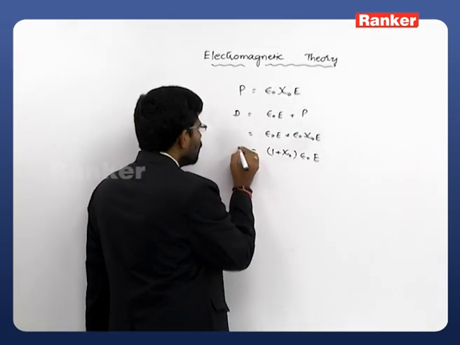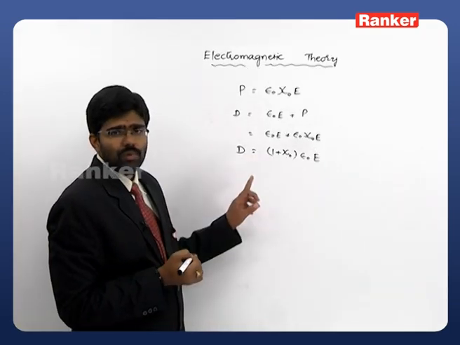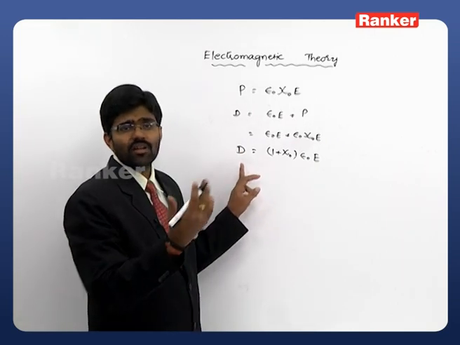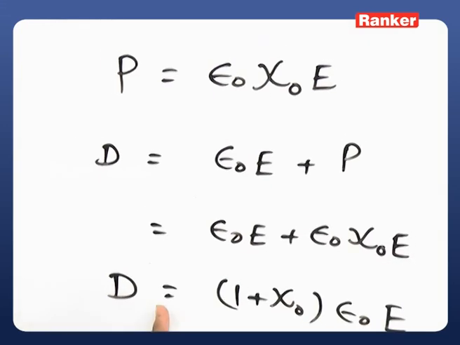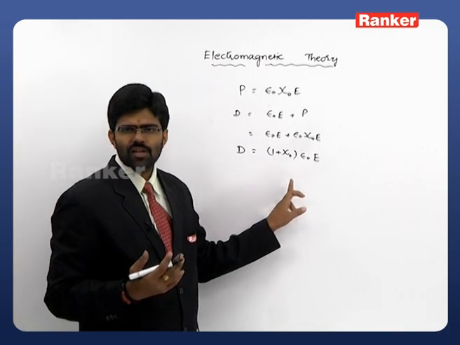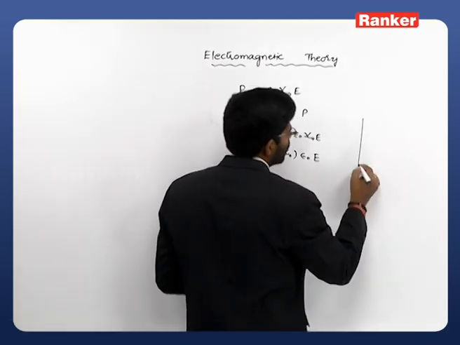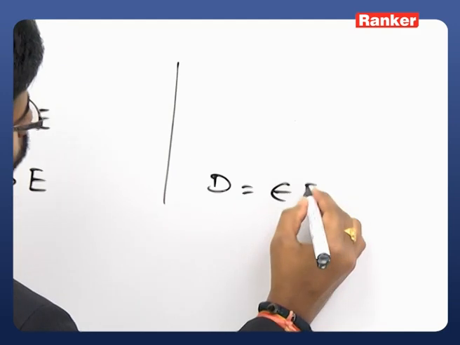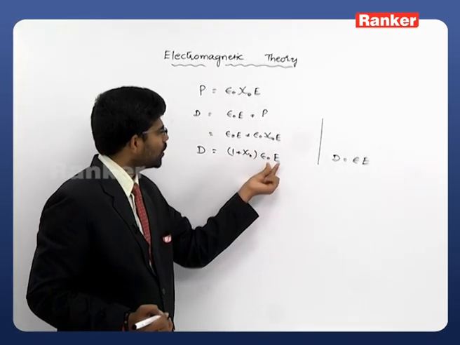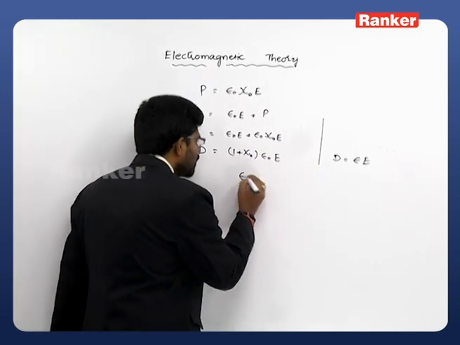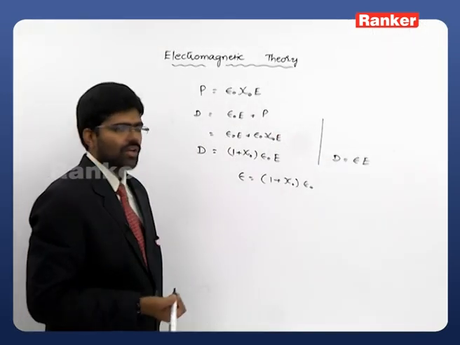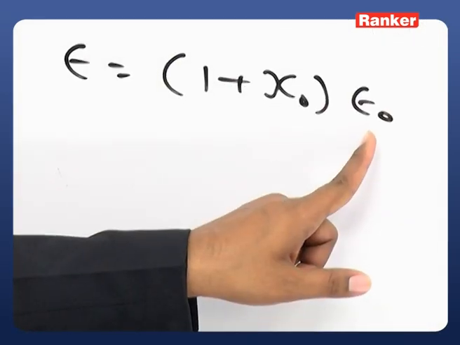Now this is the modified electric flux density for the polarized material. So the modified electric flux density equals (1 plus chi naught) times epsilon naught times E. And we have a basic form for our electric flux density. What is the basic form? D equals epsilon E for any material. Just compare these two equations. If we compare them, clearly we can say epsilon equals (1 plus chi naught) epsilon naught, where epsilon naught is the permittivity of free space, right?